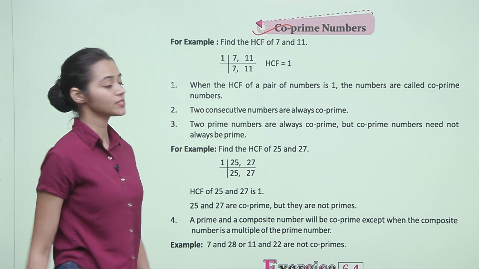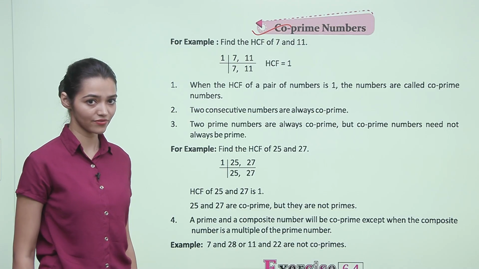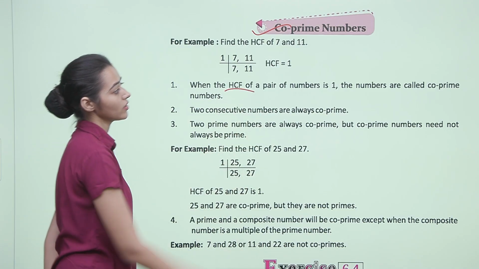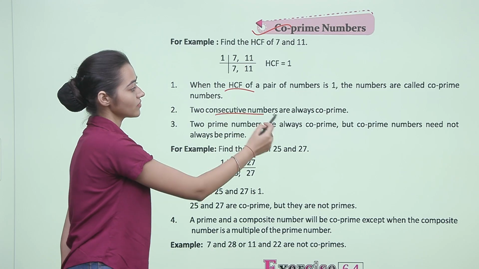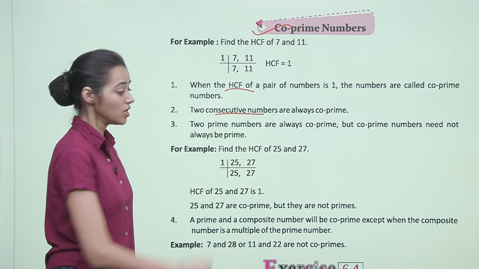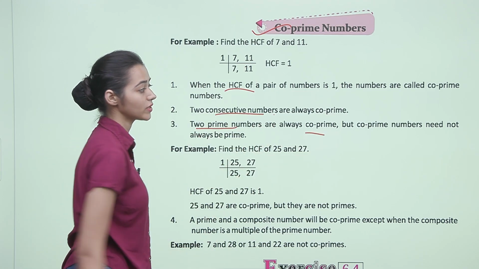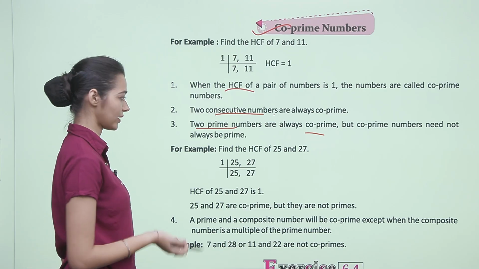Next is co-prime numbers. For example, we have to find the HCF of 7 and 11. So the HCF of a pair of numbers is 1, and the numbers are called co-prime numbers. Two consecutive numbers are always co-prime. Two prime numbers are always co-prime, but a co-prime number need not be prime.